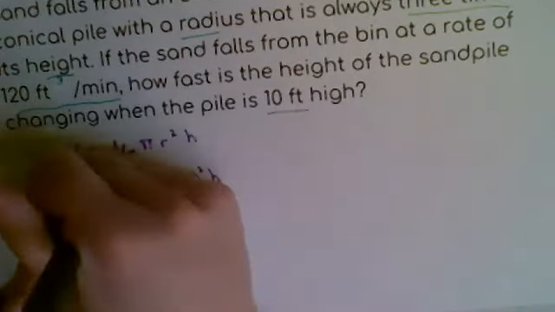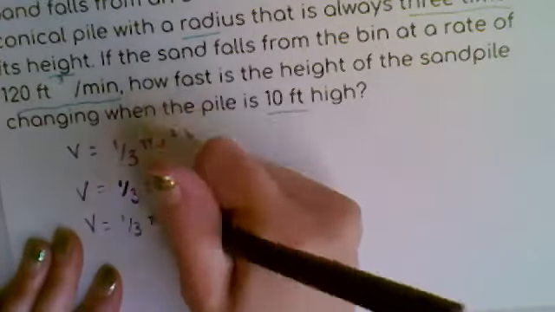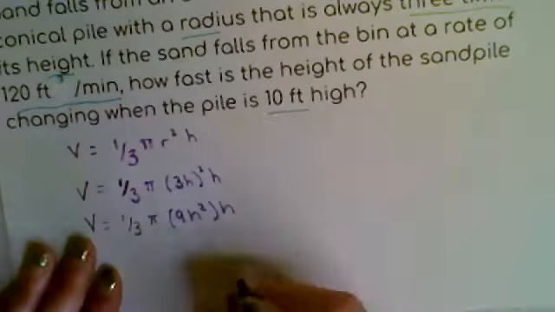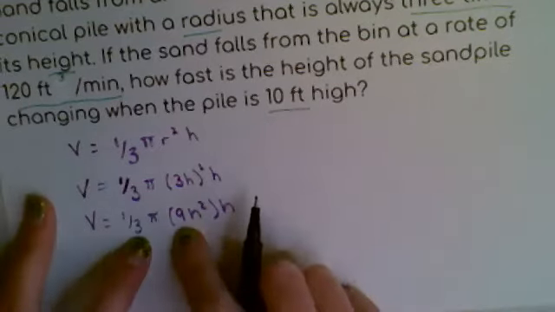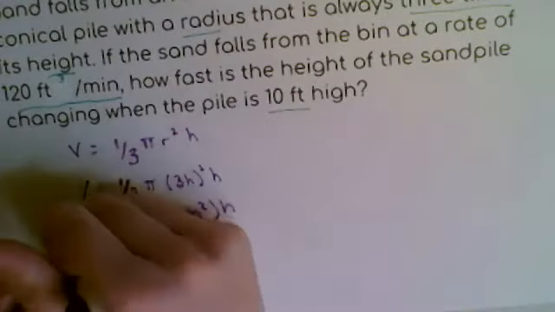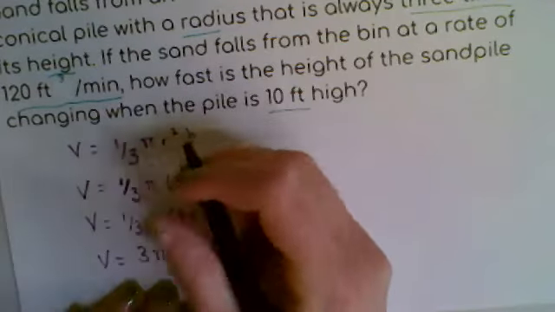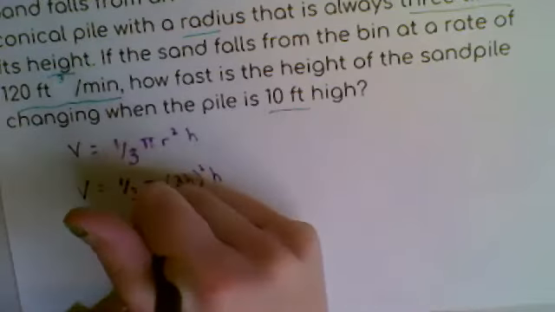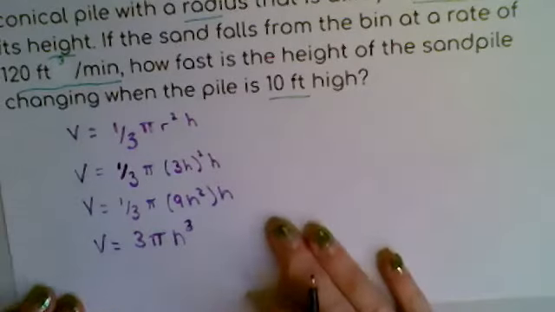Okay, so let's clean this up before we do anything else. We're going to get volume is 1/3 pi, 3 squared is 9, and h squared times h gives me h cubed, and 9 times 1/3 gives me 3. So volume equals 3 pi h cubed. Now that we have that, let's take the derivative.